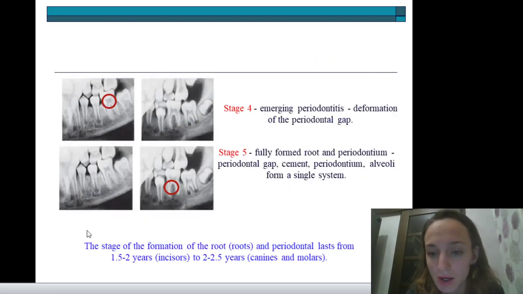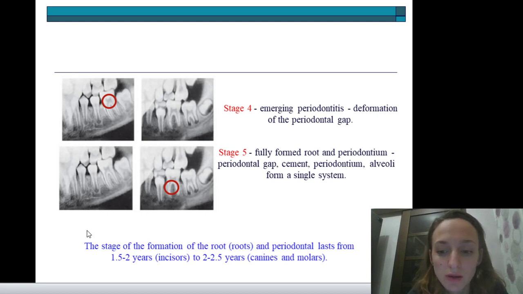Stage 4 is the formation of the periodontium. Stage 5, when you can see a fully formed root and periodontal tissues: periodontal ligament, cement, periodontium, and alveolar structure, all as a single system. The stage of the formation of root and periodontium lasts from 1.5 to 2 years for incisors, and from 2 to 2.5 years for canines and molars.